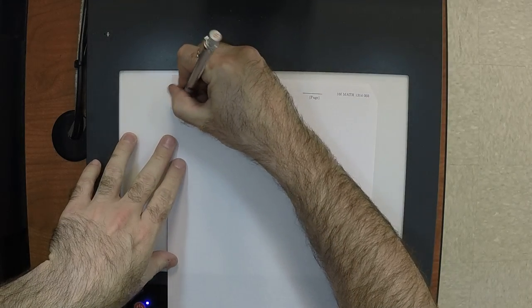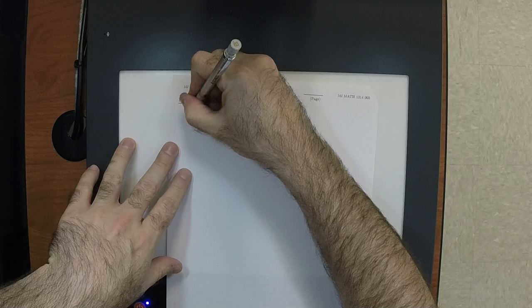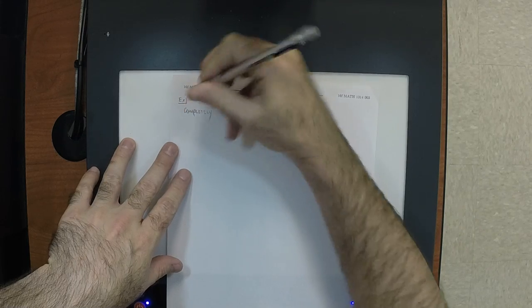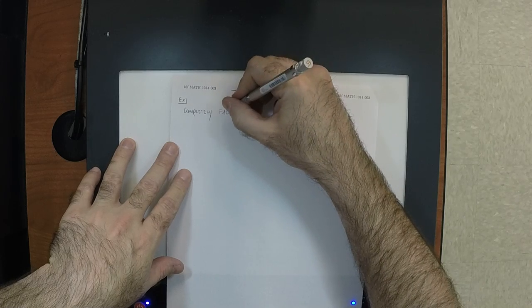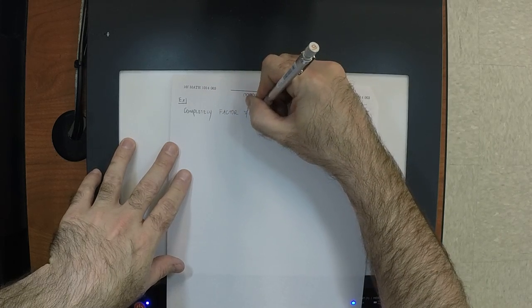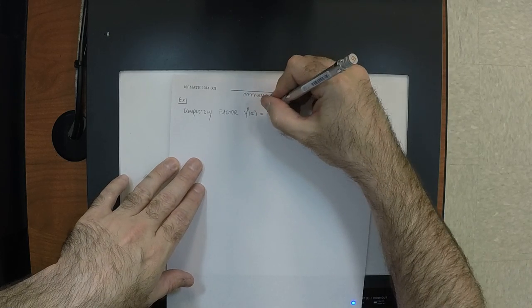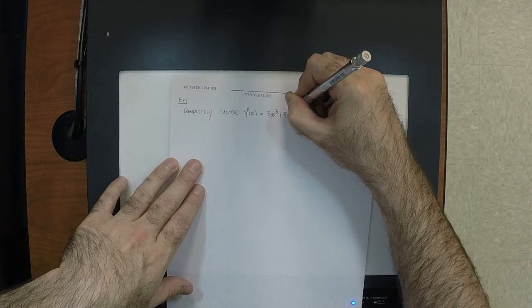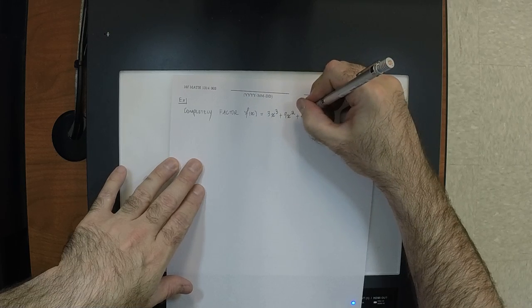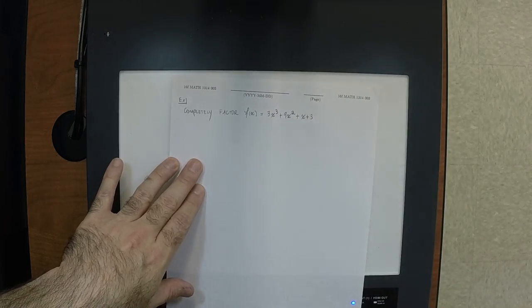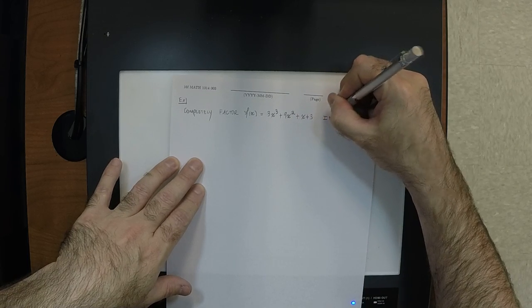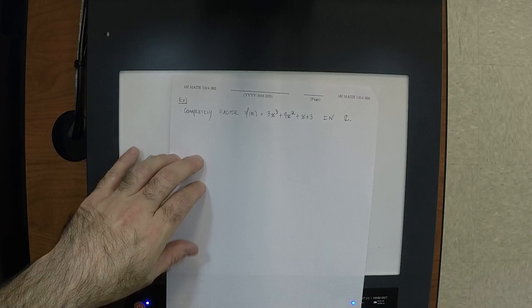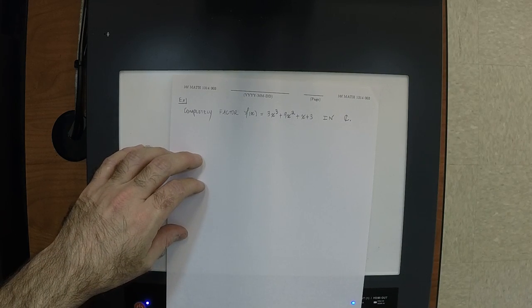So, how about this: completely factor f of x equal to 3x cubed plus 9x squared plus x plus 3. And now I'm going to add something foreboding: in C. Dun, dun, dun.